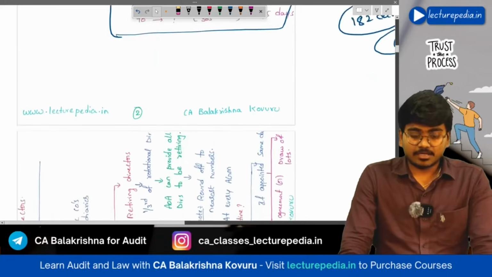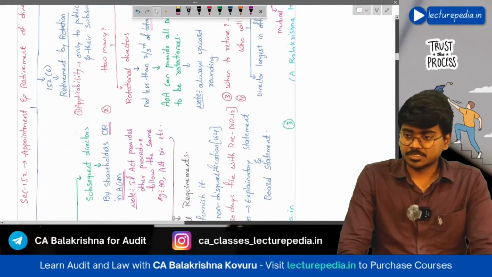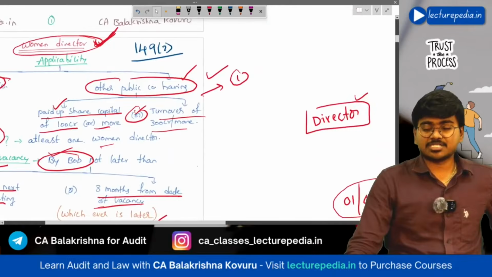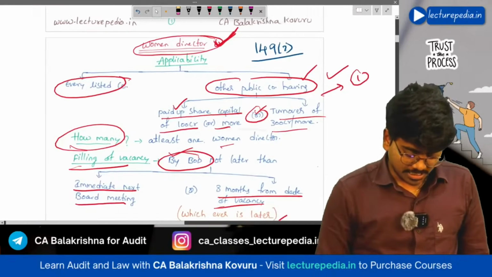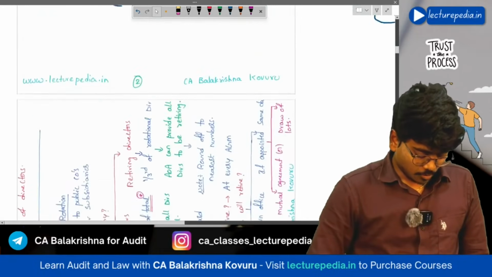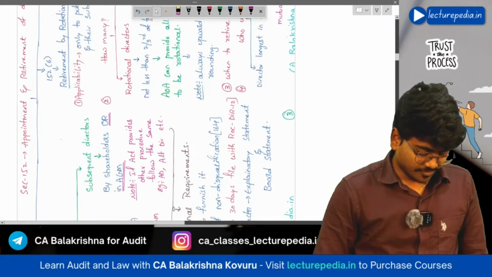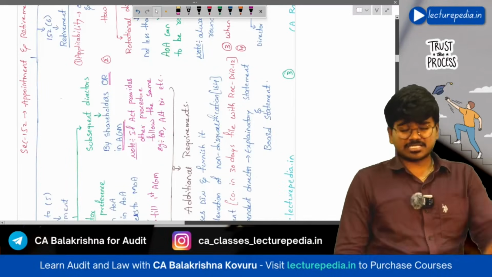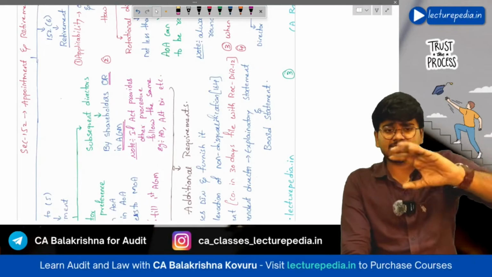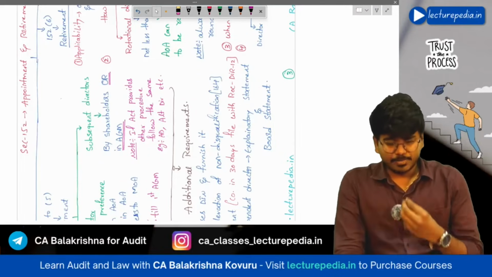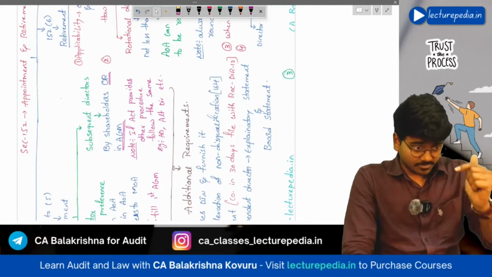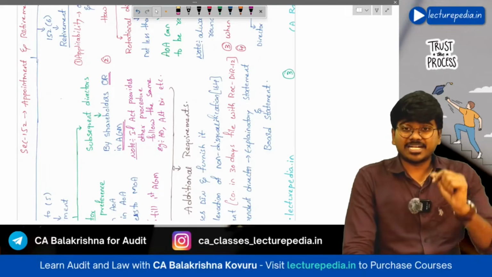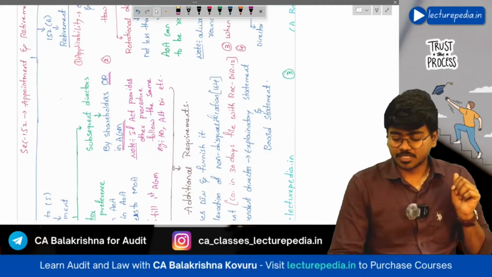Okay, so by that we have completed the 3 subsections of section number 149. Moving to section number 152. Now, in section 149, the 3 subsections we have covered the basic provisions, right? Now section number 152 deals with appointment of directors.